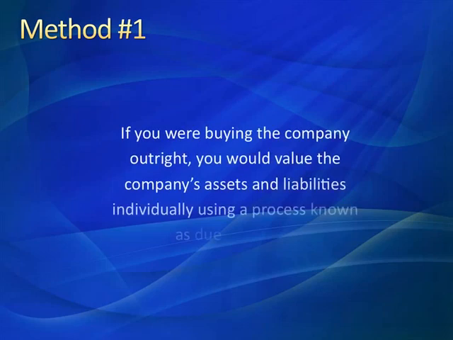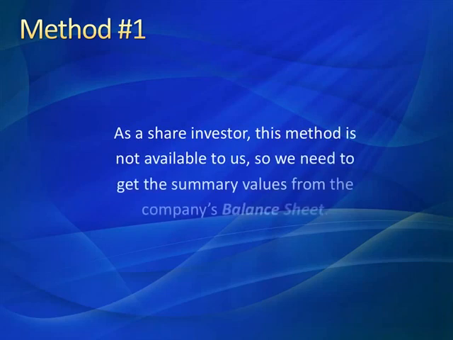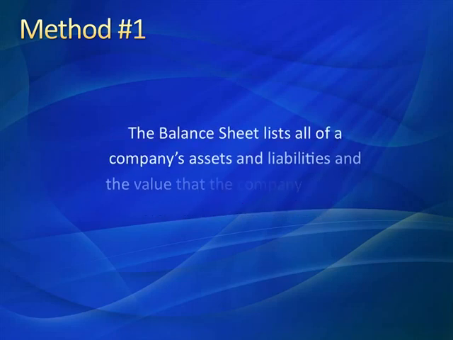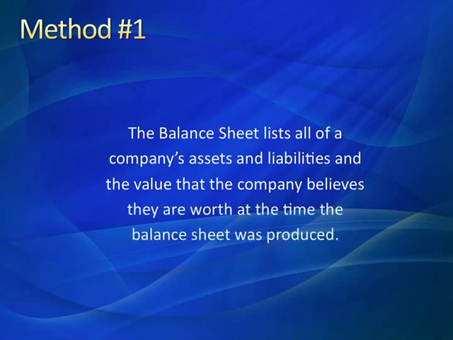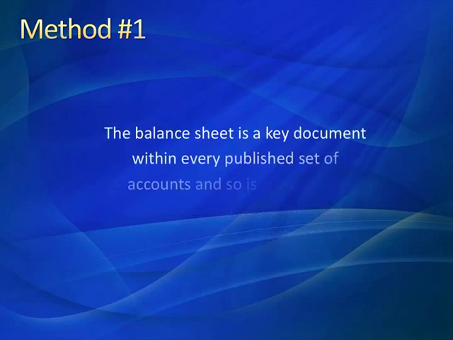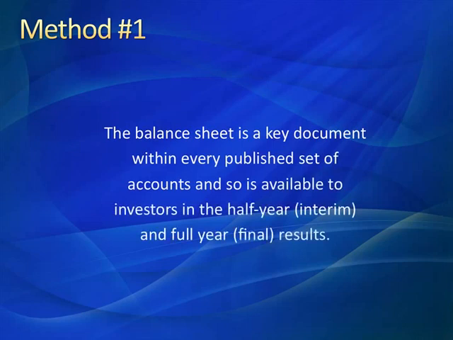If you are buying the company outright, you would value the company's assets and liabilities individually using a process known as due diligence. As a share investor, this method is not available to us, so we need to get the summary values from the company's balance sheet. The balance sheet lists all of a company's assets and liabilities and the value that the company believes they are worth at the time the balance sheet was produced. The balance sheet is a key document within every published set of accounts and so is available to investors in the half-year and full-year results.